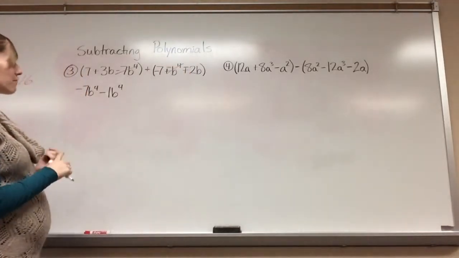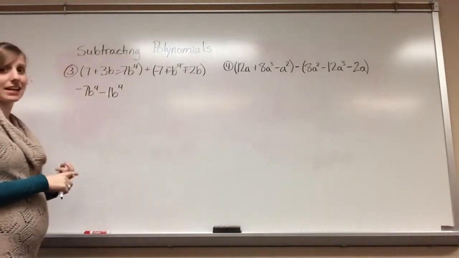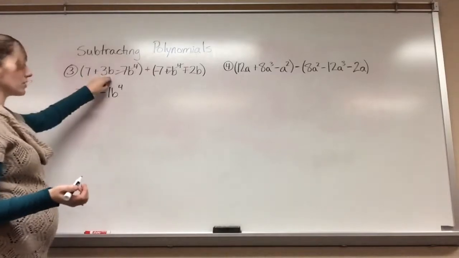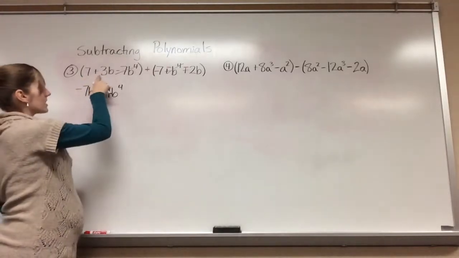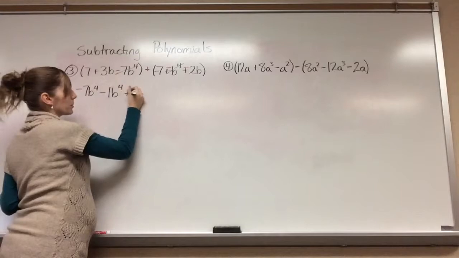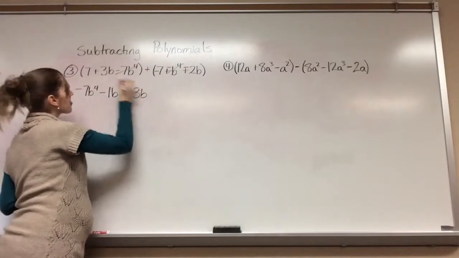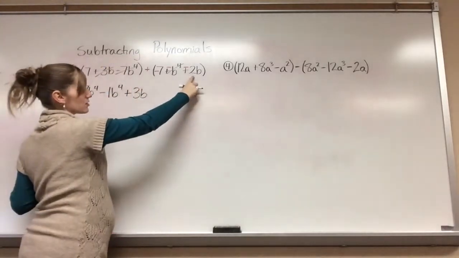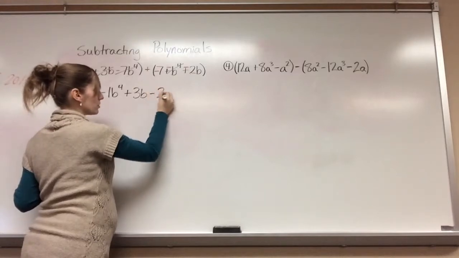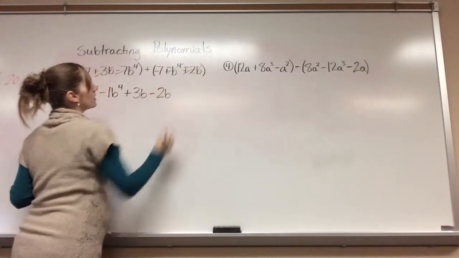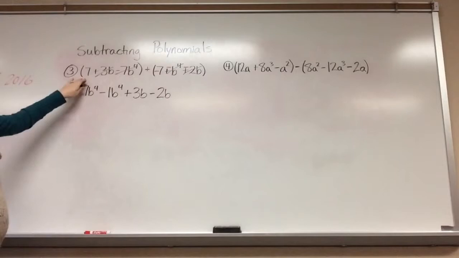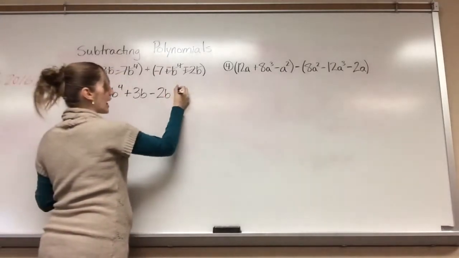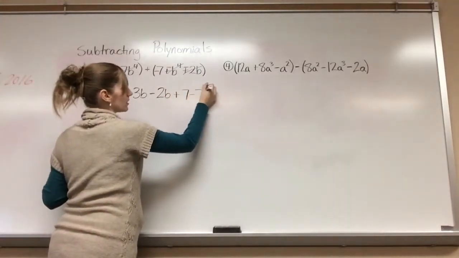After that, I don't have b to the 3rd or b to the 2nd, so I need to go to b to the 1st power. This is a positive 3b, so I'm going to put plus 3b. And I have a minus 2b, so minus 2b. And at the very end, I have a plus 7 and a minus 7.